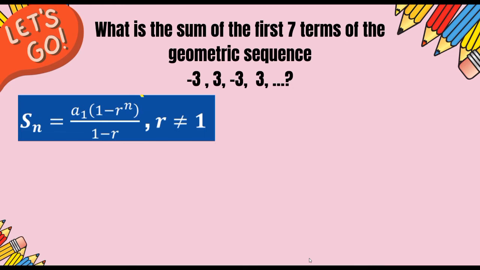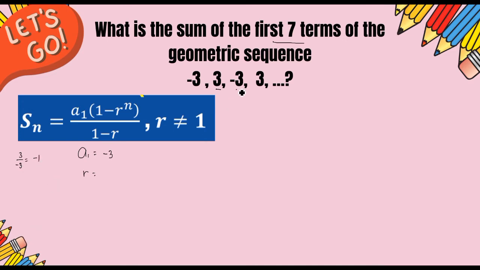So, let's proceed to another example. What is the sum of the first 7 terms of the geometric sequence negative 3, positive 3, negative 3, positive 3? Ngayon naman po, ang first 7 terms ang hinahanap natin na sum. So, again, ang A sub 1 po natin ay negative 3. Ang R natin, saan kukunin? Kunin yung second term. So, 3 divided by the first term, negative 3. So, the answer is negative 1.